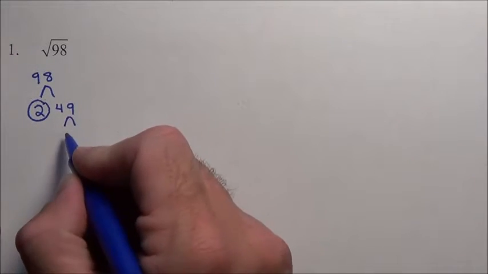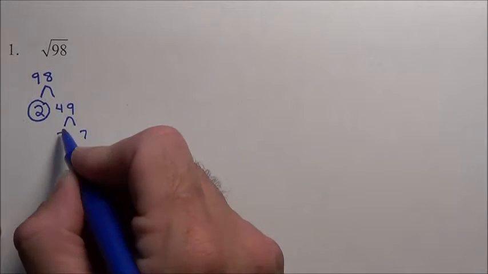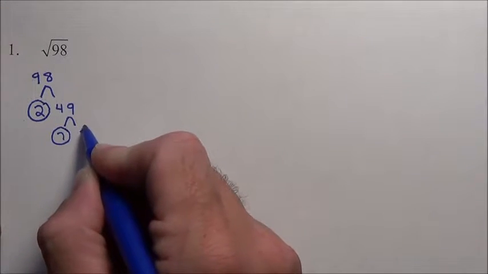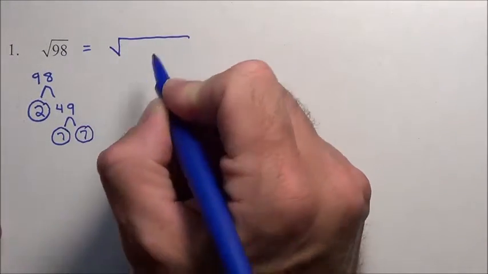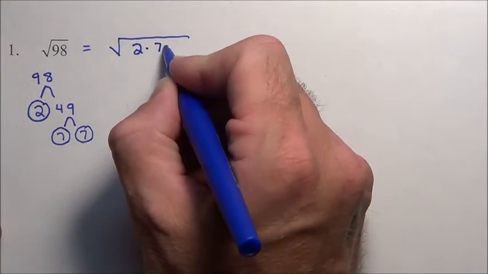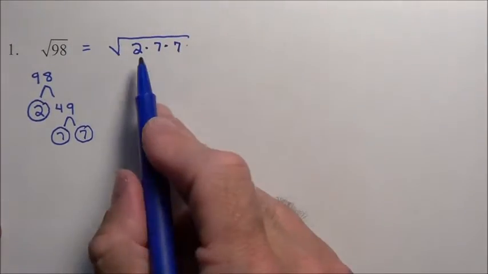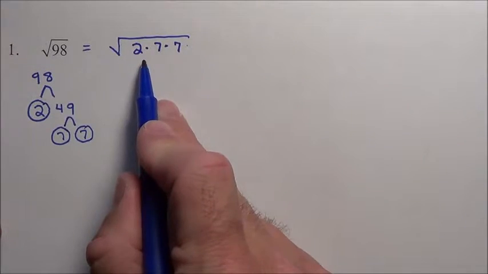49, well, that breaks down to 7 times 7. 7 can't break down any further. It only breaks down to 1 times 7, so it's a prime. Each is a prime. So we know this square root of 98 is exactly the same as the prime number 2, times the prime number 7, times another 7. 2 times 7 is 14. 14 times 7, 98. It's the same. That and that are the same.